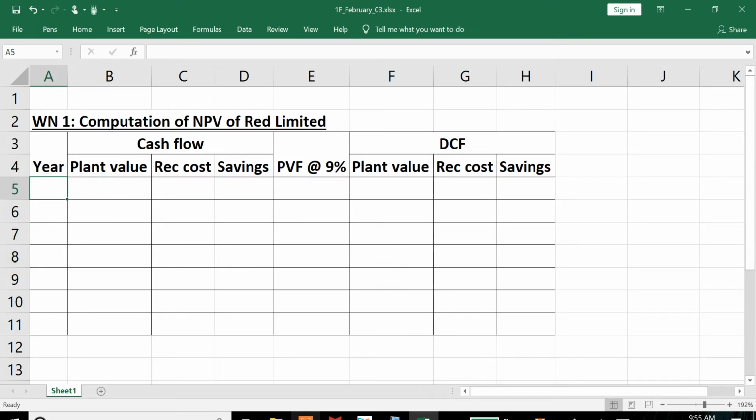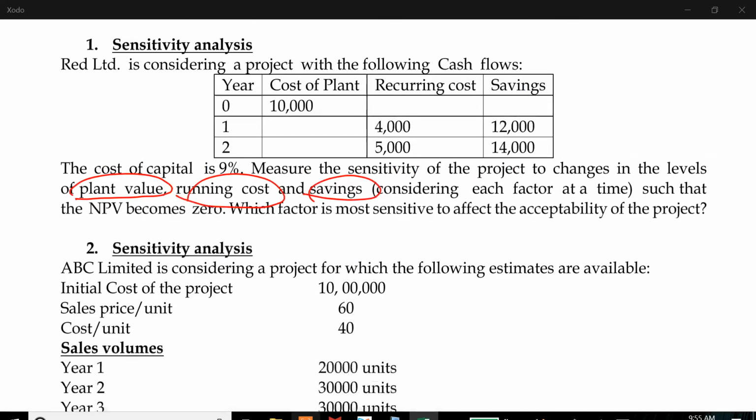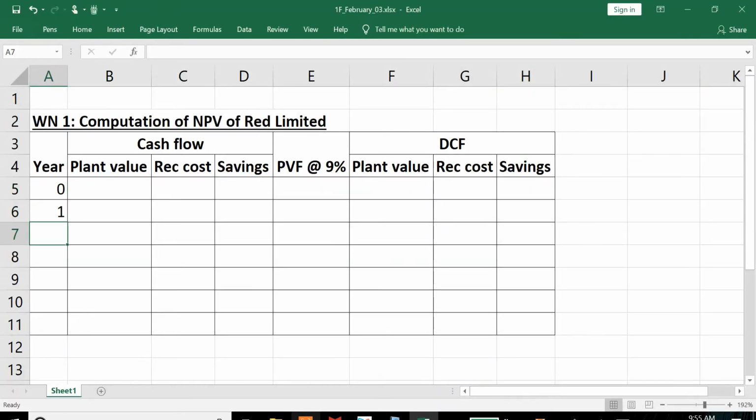Now, if I want, I need not split it, but if I don't split it, then at every stage I'll have to do this calculation again. So we may have to do this calculation multiple times. How many years is the project? 2 or 3? Okay, 2. So 0, 1, 2.